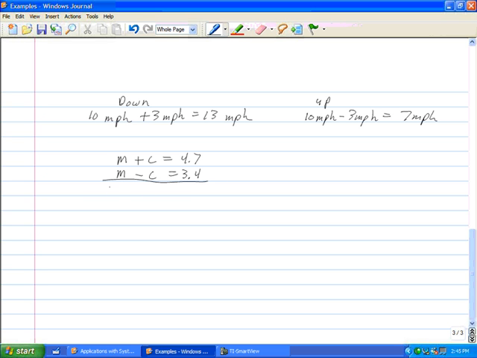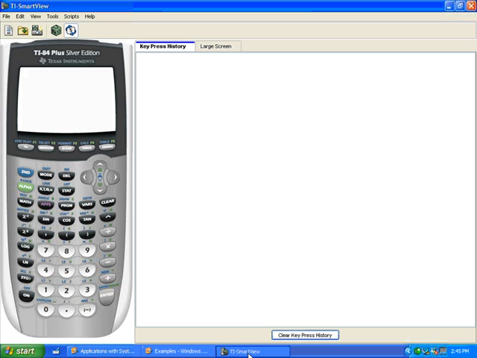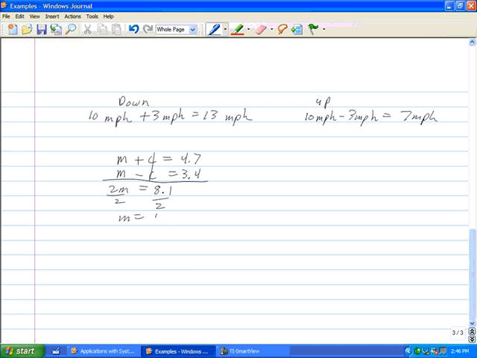I'm going to add. I get a 2m, the c's cancel, equaling 8.1, dividing by 2. Let's see what that's going to be with the calculator's help. 8.1 divided by 2 is 4.05. So Mike can paddle at 4.05 miles per hour.